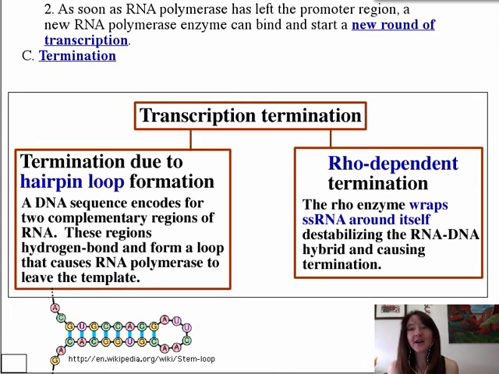So that being said, I want you to tell me why it is that Rho-dependent termination is far more frequent in eukaryotic cells than prokaryotic cells. Why might we not see too much Rho-dependent termination going on in prokaryotic cells? I want you to really mull over this answer, because I want you to think about compartmentation and where processes occur within bacterial cells versus where processes occur within eukaryotic cells, and be able to send me a good, thoughtful answer to that question.